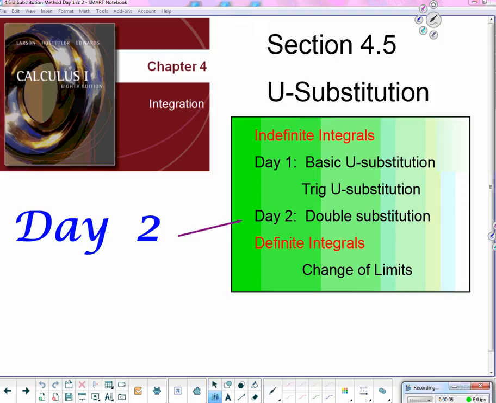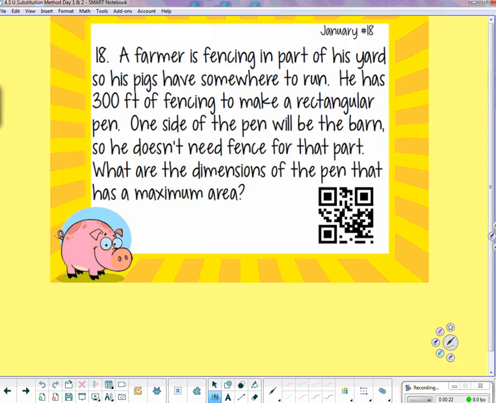Looking at section 4.5 on U sub. This will be day 2 of U sub. So hopefully you've watched day 1 or were in class on day 1 where we did basic U subs and trig U subs. So let's go into this notion of double substitution.